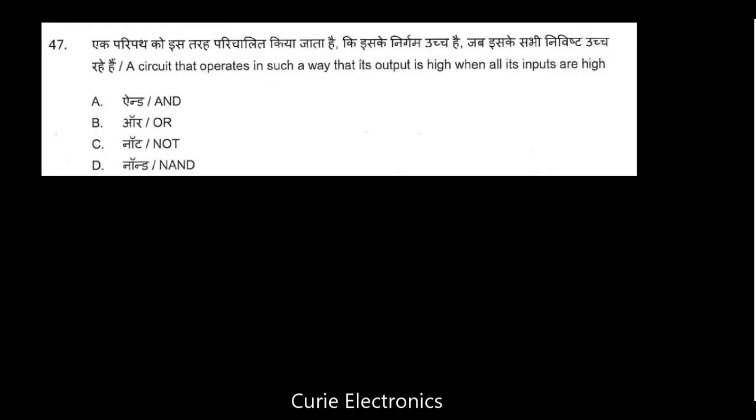Question number 47. A circuit that operates in such a way that its output is high when all inputs are high. So it is going to be the AND gate. For an AND gate, output is going to be 1 whenever all inputs are high, or we can say 1.